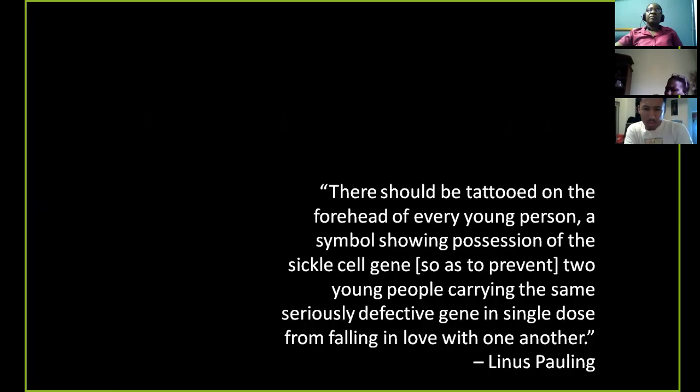This down here is just the quote by that scientist who did a lot of work on sickle cell anemia, and he just said there should be tattooed on the forehead of every young person a symbol showing presentation of the sickle cell gene, as to prevent two young people carrying the same seriously defective gene in single dose from falling in love with one another and potentially affecting another human.